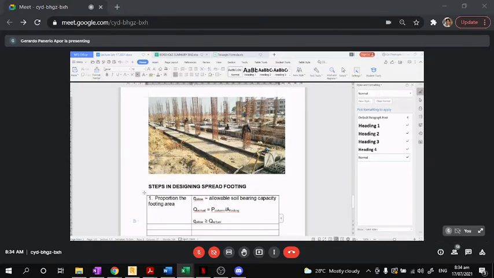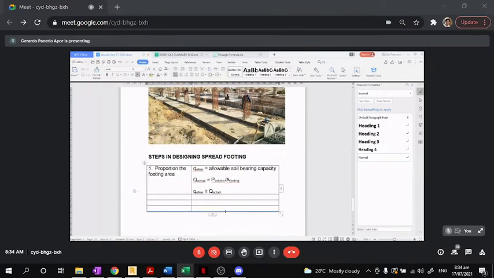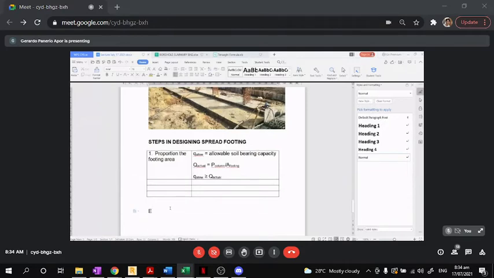Okay? So I will say that. Example. Find, determine the footing area for a 2,000 Newton building with sandy soil with an allowable bearing capacity of, let us say, 80 kilopascal.